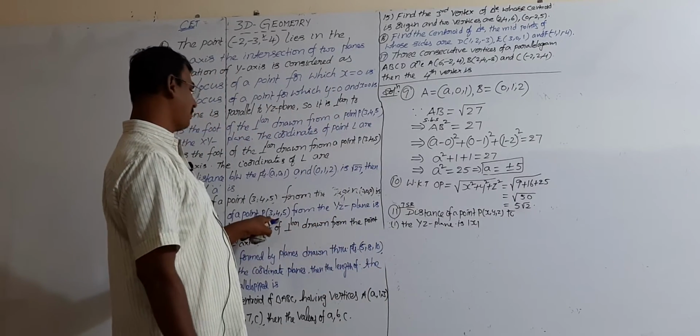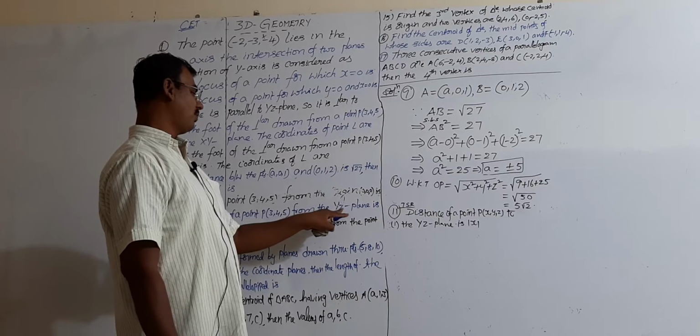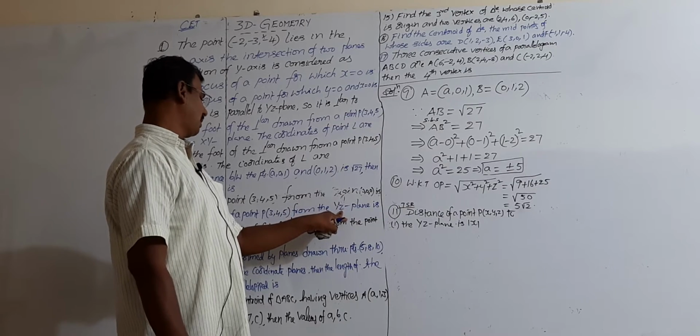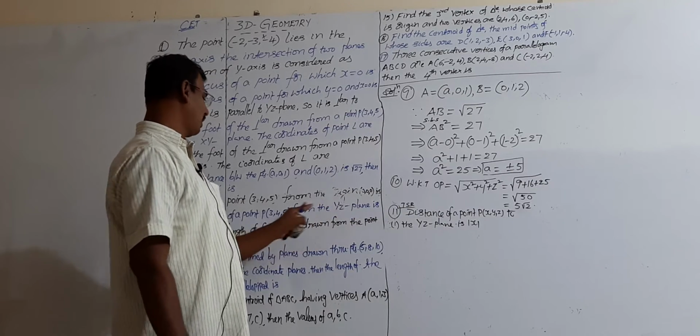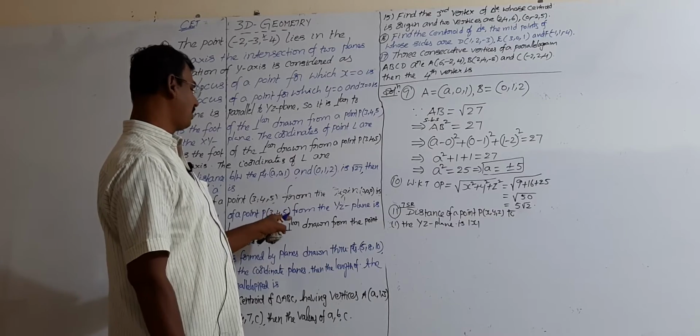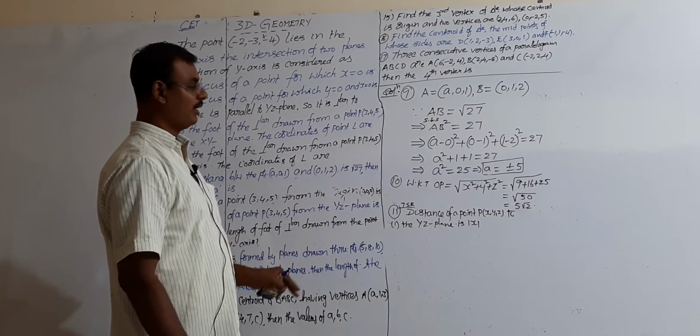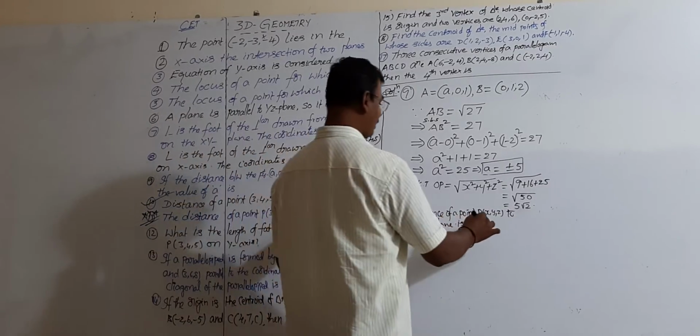So the point is P(3, 4, 5). In the YZ plane the point is (0, 4, 5). It becomes 3 minus 0, 4 minus 4, 5 minus 5. The answer is 3 units.